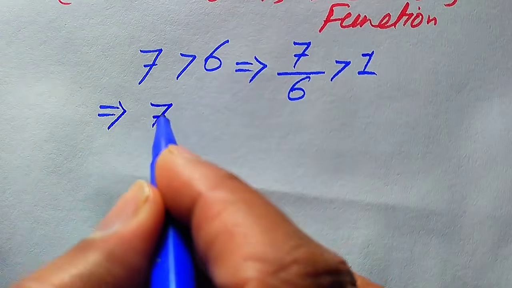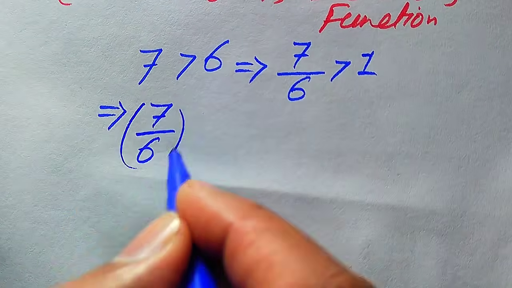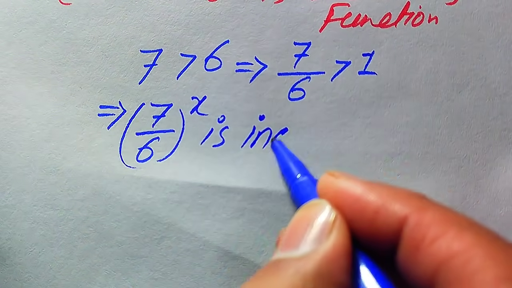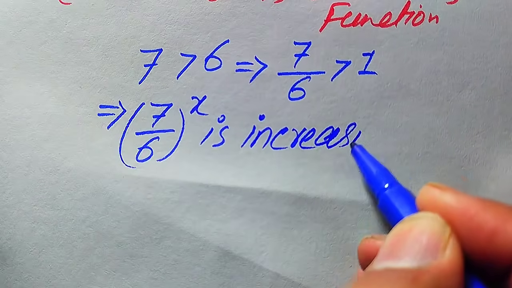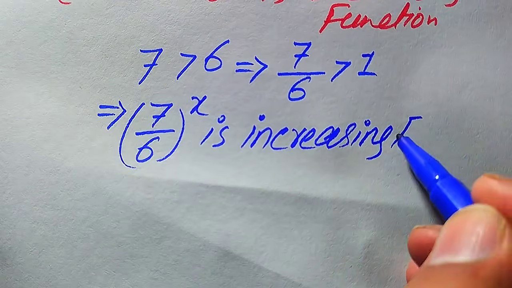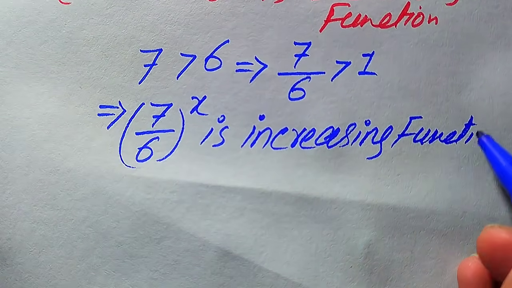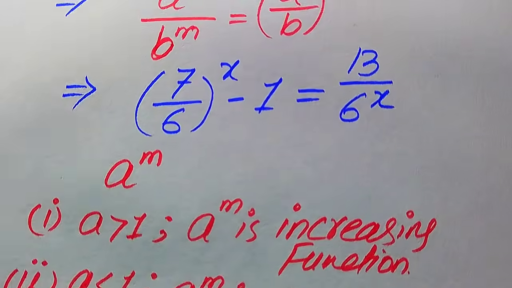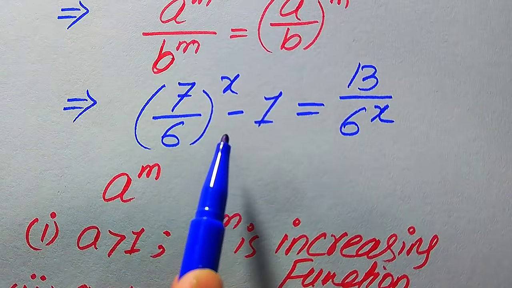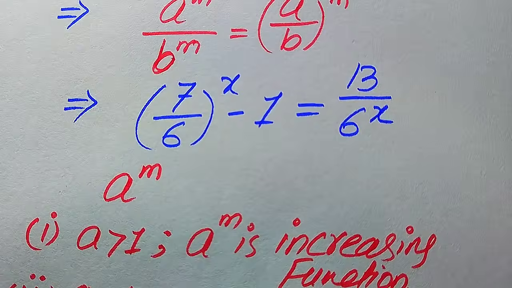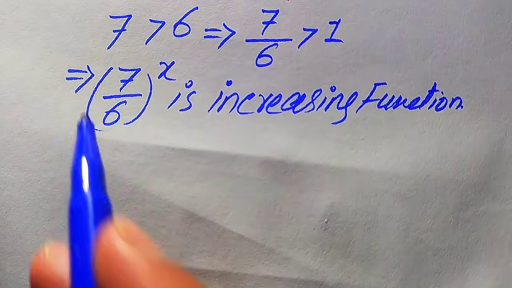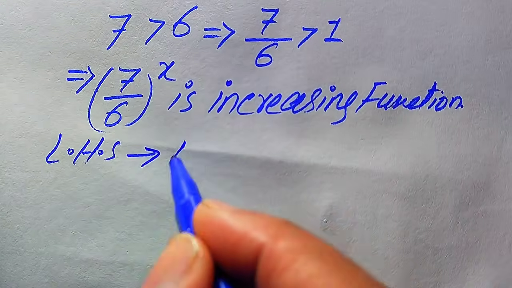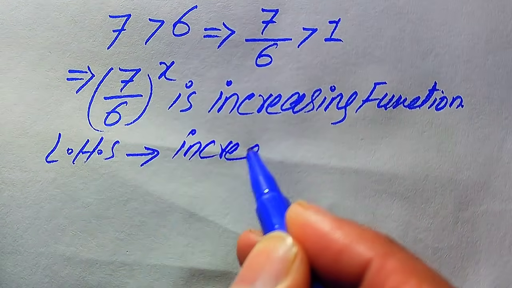So this implies that (7 over 6) to the power of x is an increasing function, because its base is greater than 1. And also you see here, when we subtract 1 from an increasing function, it remains an increasing function. So this means that our left hand side becomes an increasing function.